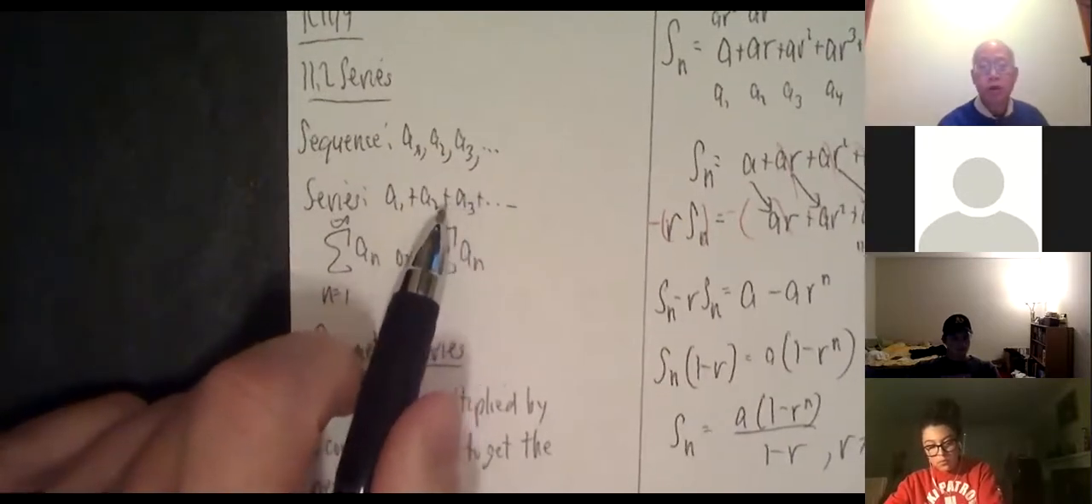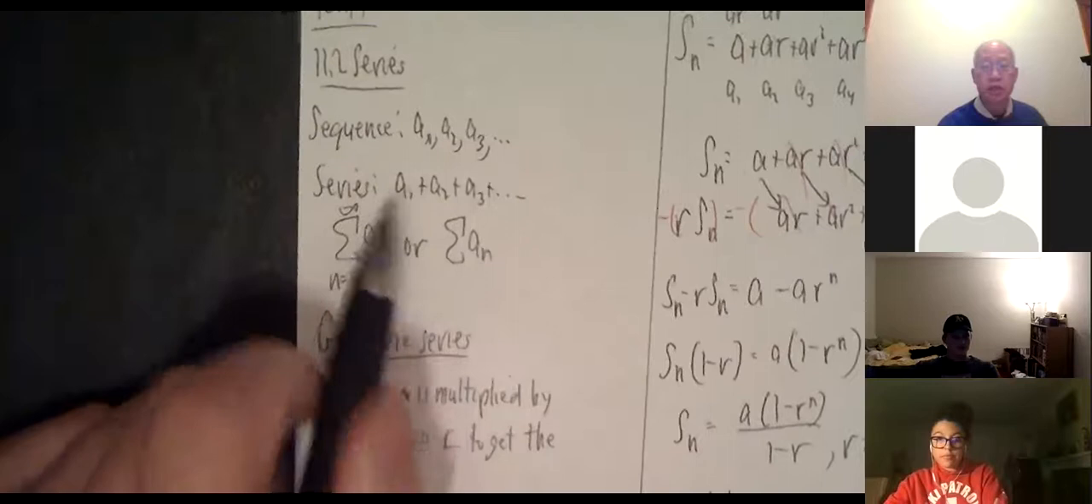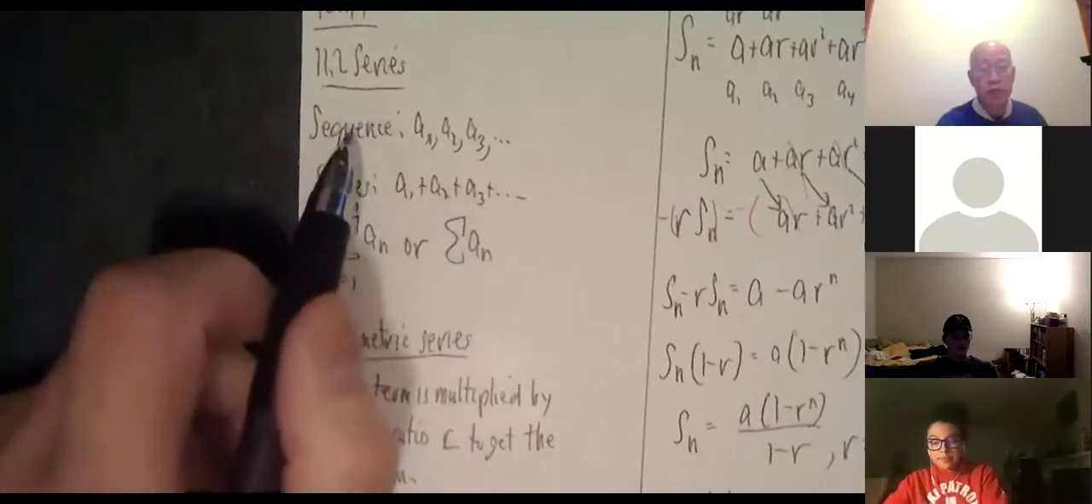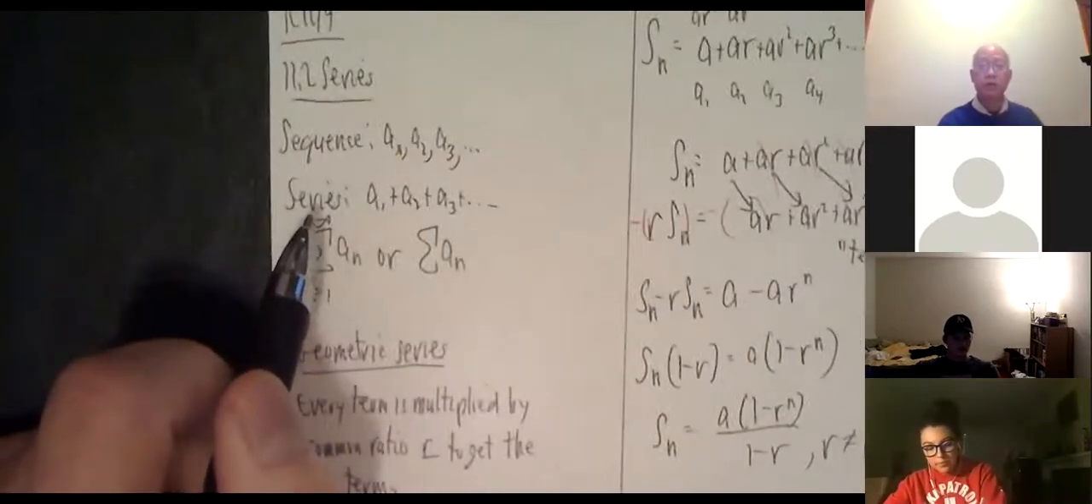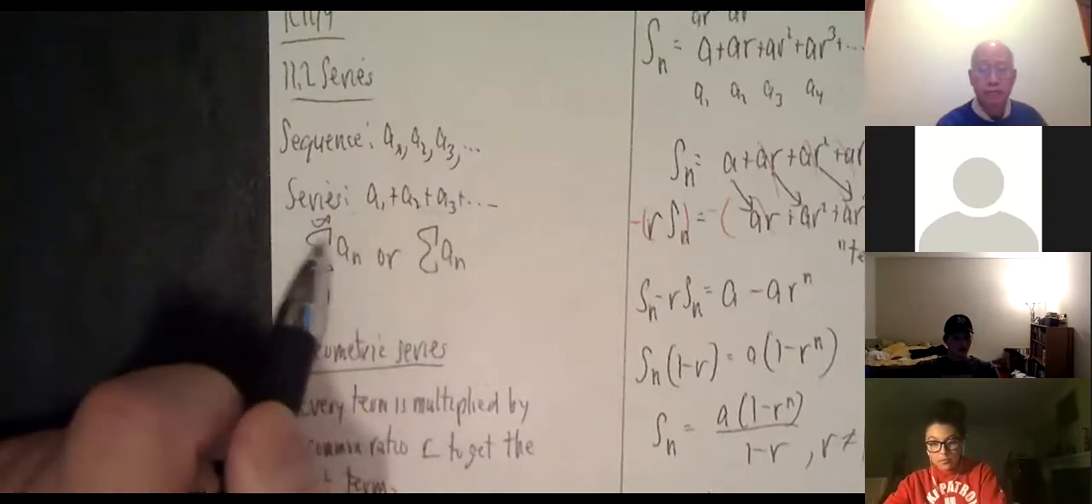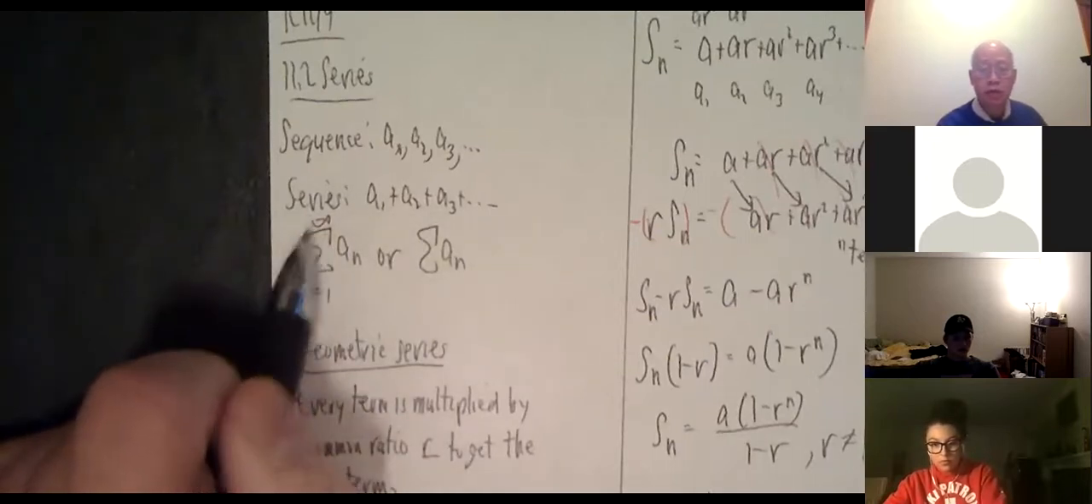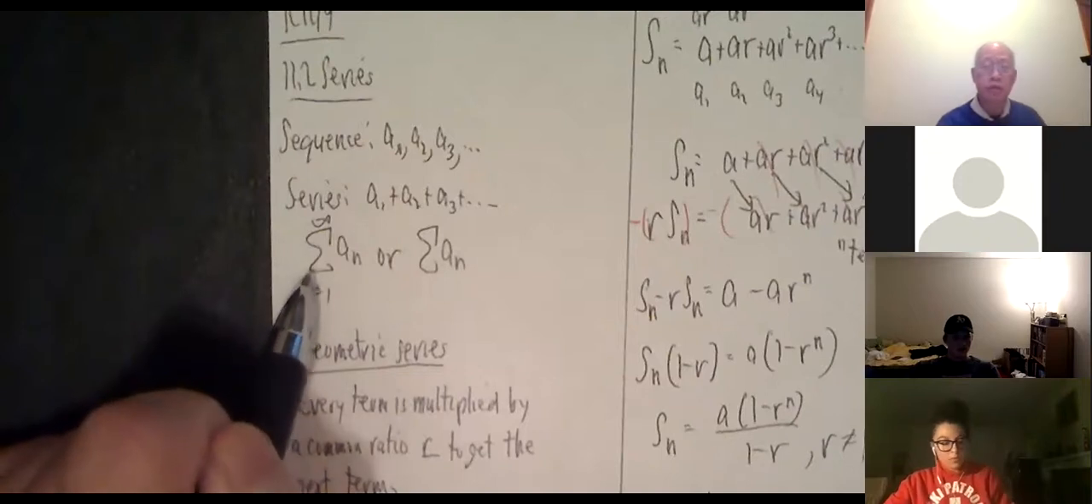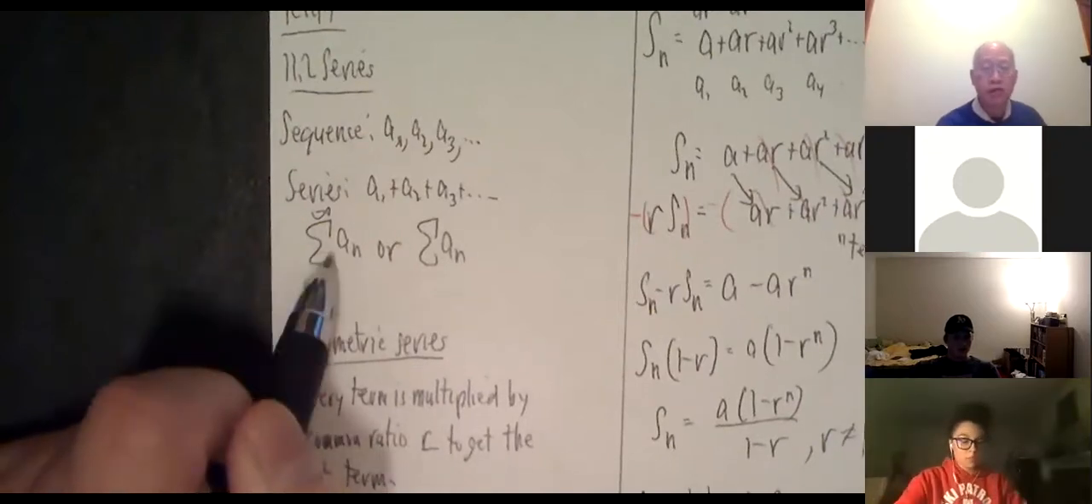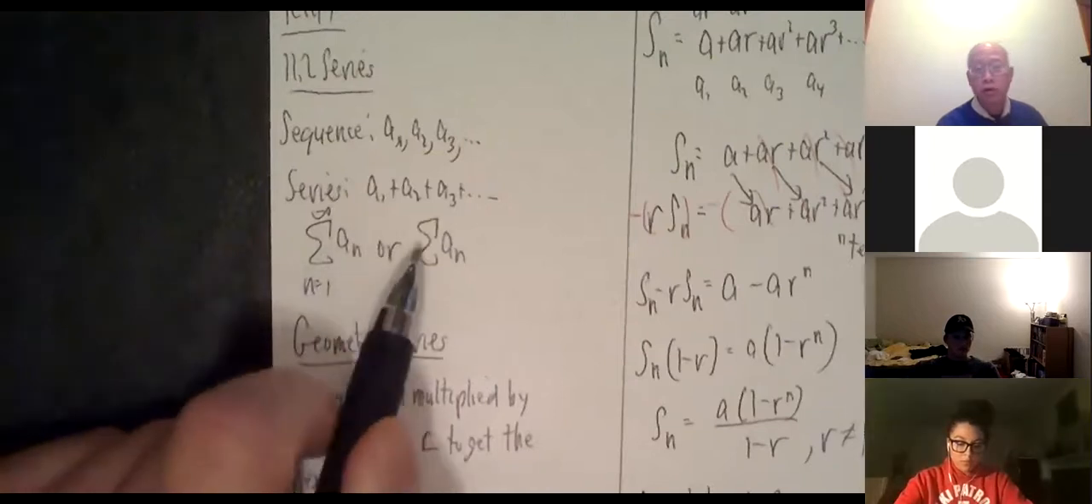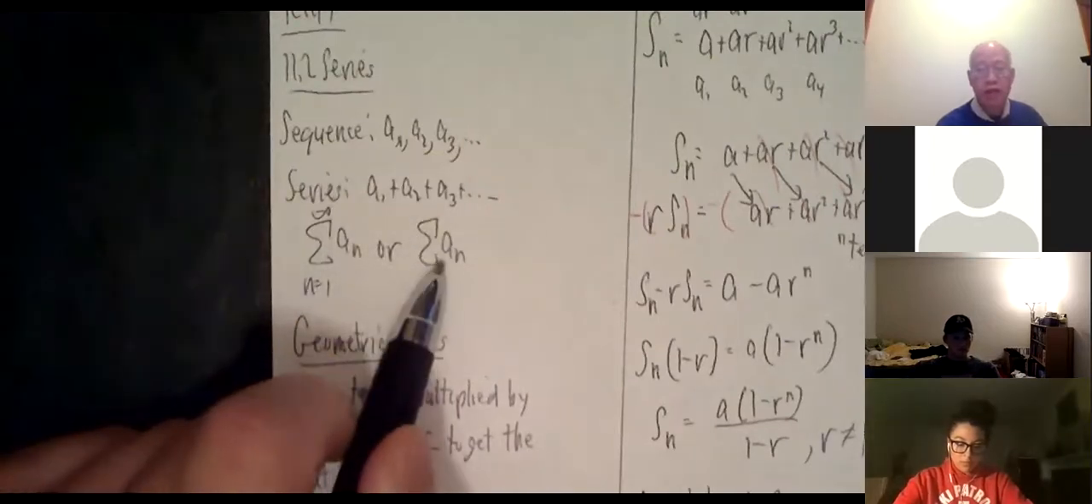Almost all the rest of this chapter is going to be series. Only section 1 was on sequences. Now we're more interested in series. We're adding things up. I also want you to be familiar with this summation notation. This is the Greek letter sigma, a capital sigma, n equals 1 to infinity of a sub n, or we can just simply write the summation of a sub n.